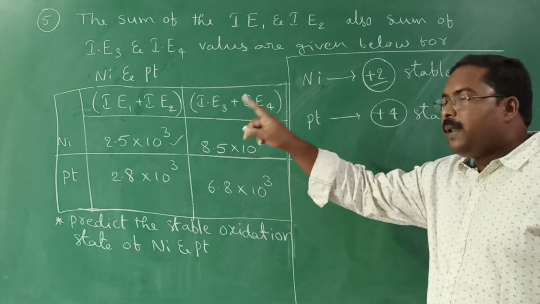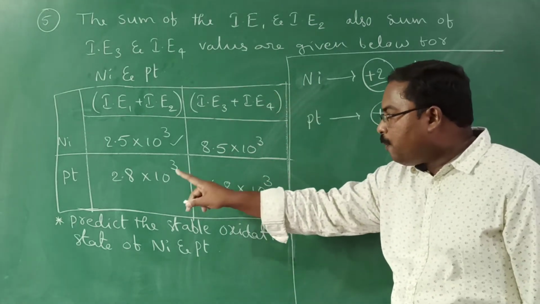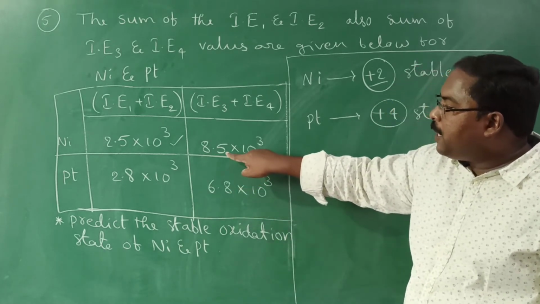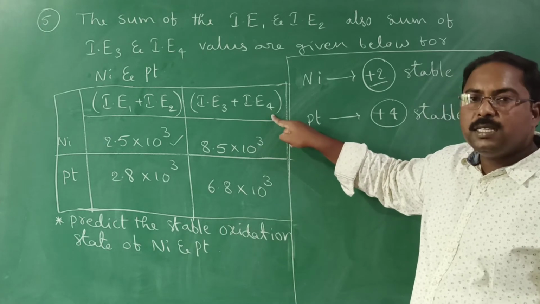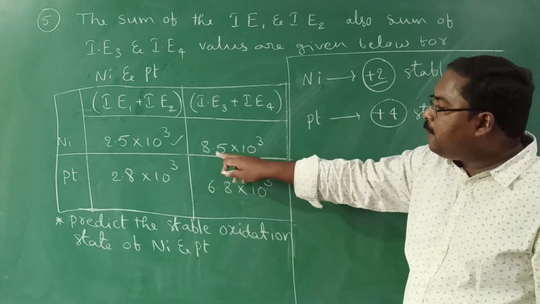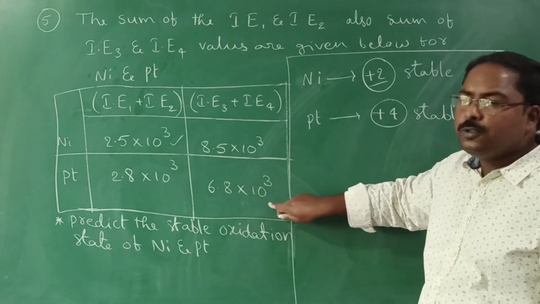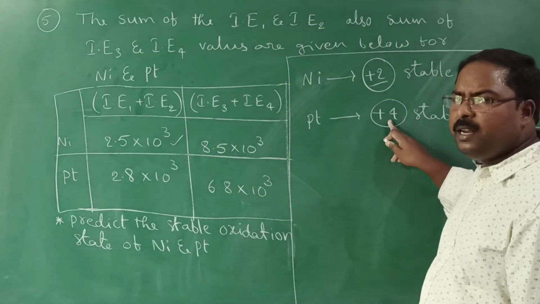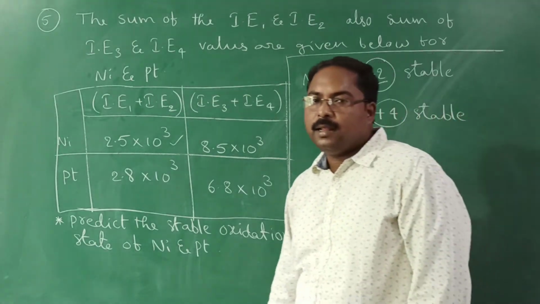By applying the same concept, in the case of platinum, it requires less energy compared to nickel for losing the 3rd and 4th electrons. It means platinum is ready to lose those 4 electrons, so its compounds are more stable in the +4 state. Okay?